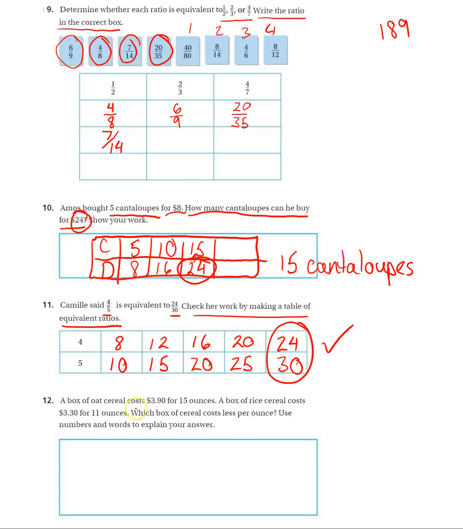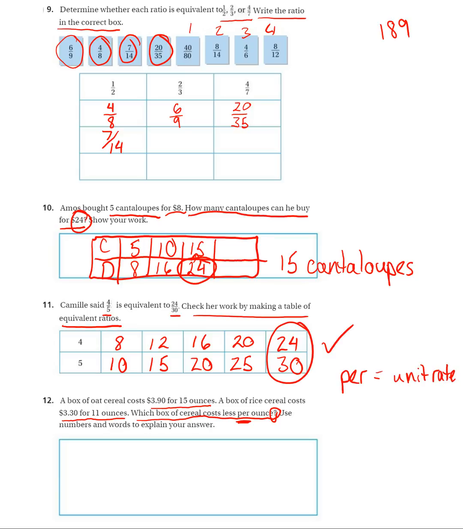Okay, number 12. A box of oat cereal costs $3.90 for 15 ounces. A box of rice cereal costs $3.30 for 11 ounces. Which box of cereal costs less per ounce? Okay, so you're going to get a problem very similar to this on the test tomorrow. Again, whenever it says per something, per, that means you're looking for a unit rate.